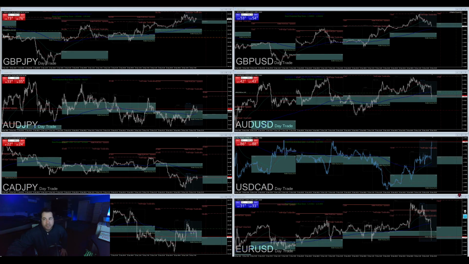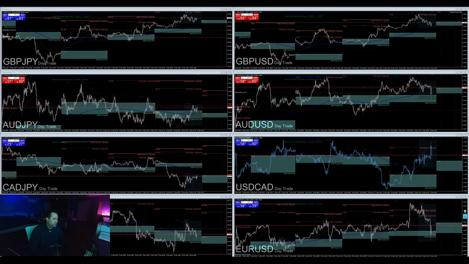In about 8 minutes, we have the press conference. All right, so it's 12:42. It's 12 minutes into the presser. We're getting a little bit of a bounce here at the buy zone for the euro. Got a beautiful bounce right here. Let's see if this holds.